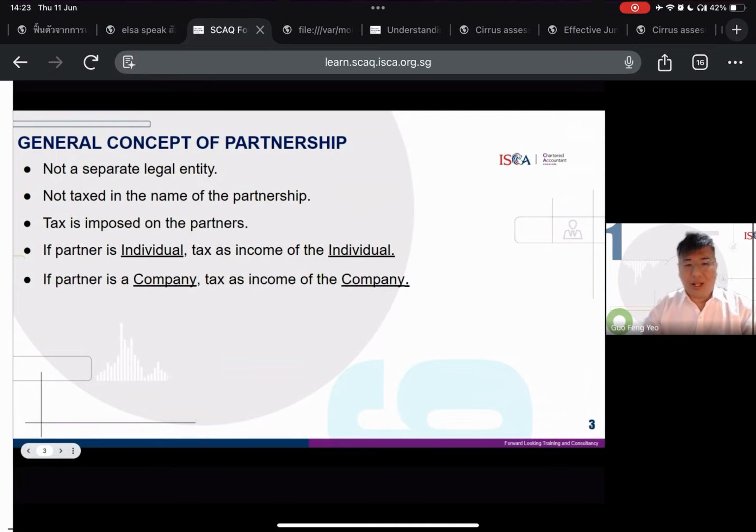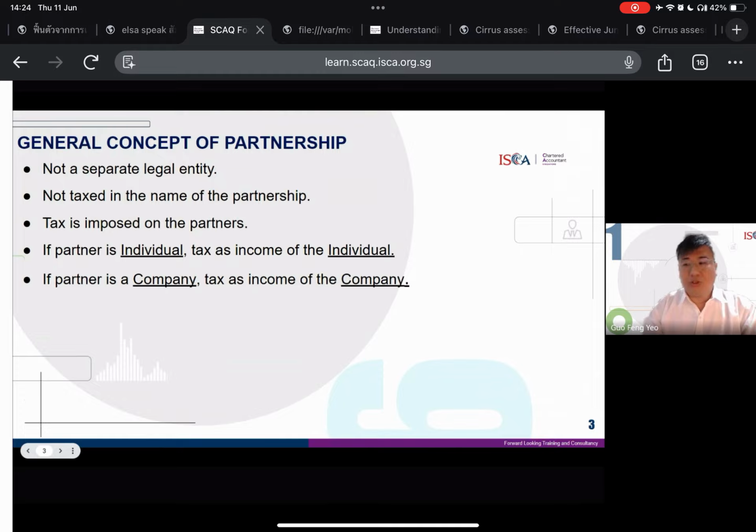So what does it mean when we translate the point that tax is imposed on the partners and not in the name of the partnership? It simply means that from an inland revenue perspective, the IRAS will not tax the partnership, but rather they expect the partnership to compute its adjusted income and divisible income, and then have that income attributable to each of the partners and have tax imposed at that level.